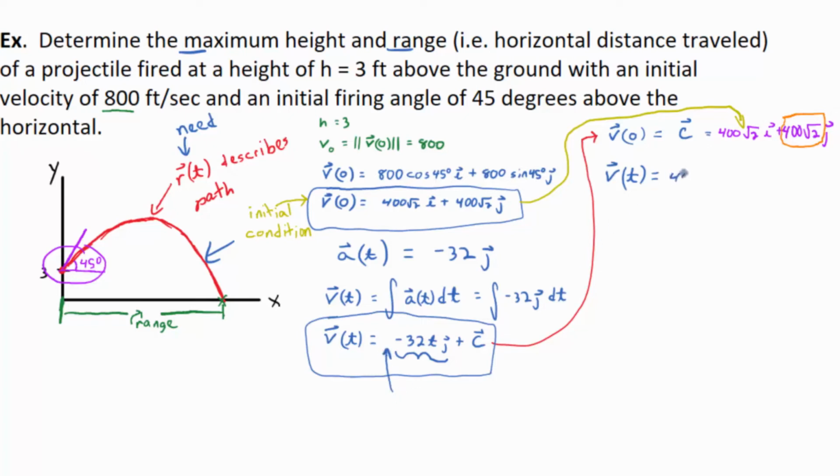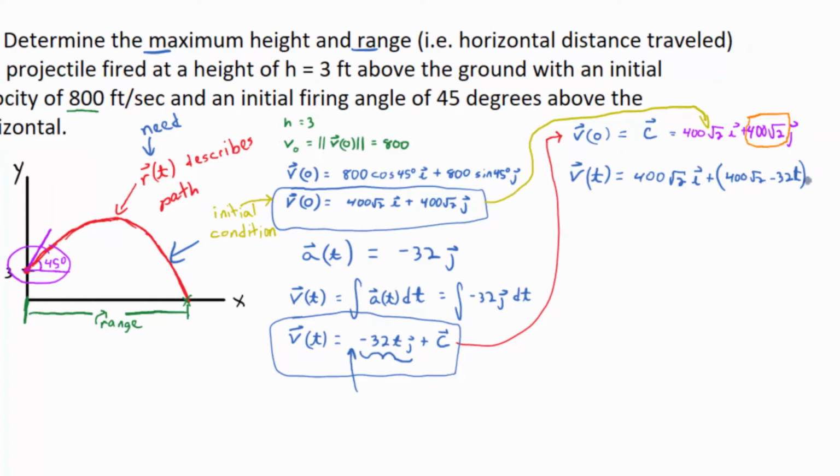The I component's just going to be, I'm going to put that in front of the J component right there. So that's going to be 400 radical 2 I, and then plus we need parentheses because we're going to have a quantity in front of the J, right? What's that quantity going to be? Okay, so 400 rad 2 minus 32t, and then the whole thing times J. Does everybody agree with that?